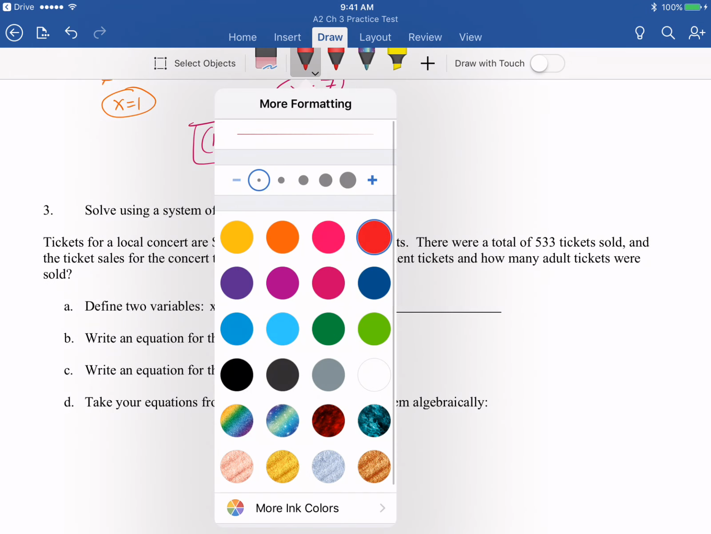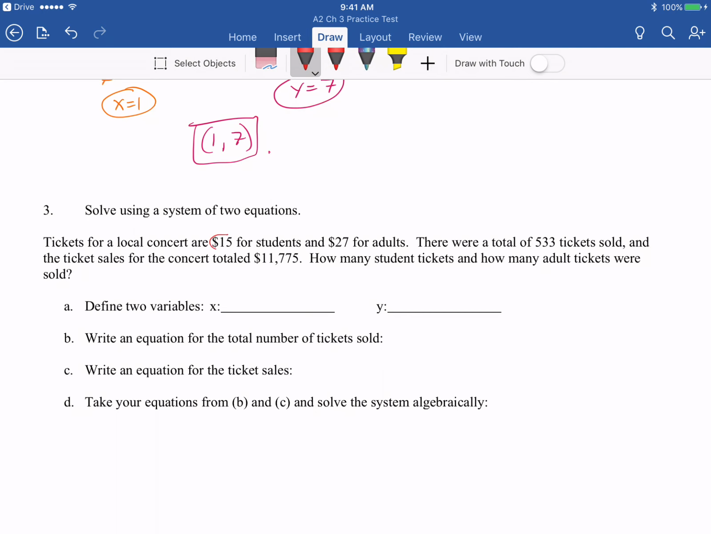All right, looking at number 3, the word problem is what we have here. Going through the word problem, I always like to just circle my numbers. I know I'm going to need to use them. All right, so I'll give you guys a chance to read that, but we're dealing with two things. We're dealing with students and adults. All right, that's what my x and my y is. My total number of tickets sold is this guy right here. So what makes that up is students and adults. So x plus y is equal to 533.